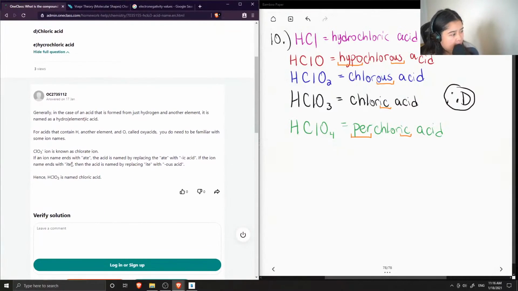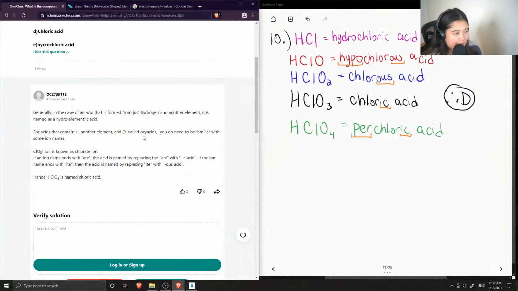And the junior tutor said that generally in the case of an acid that is formed from just hydrogen and another element, it is named as hydro-element-ic acid. For acids that contain hydrogen, another element, and oxygen, these are called oxyacids.